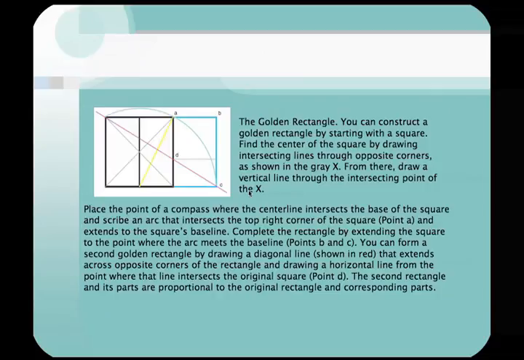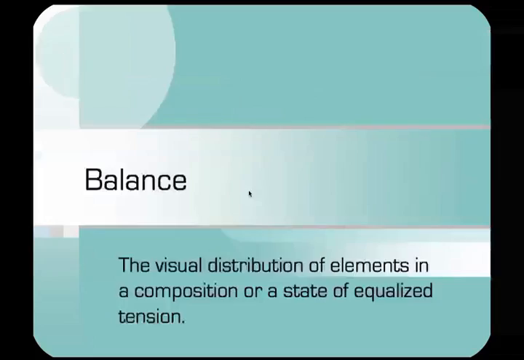Now, I have the rules of the golden rectangle and how you can construct a golden rectangle by starting with a square. Find the center of the square by drawing intersecting lines through opposite corners as shown in the gray X. From there, draw a vertical line through the intersecting point of the X. Now, I'm not going to go over this at length because it would make this presentation hugely long, but do know that I have it in this presentation and it's also outlined in your book. And it's something that you should look at and look for in design, and we'll touch upon it later.